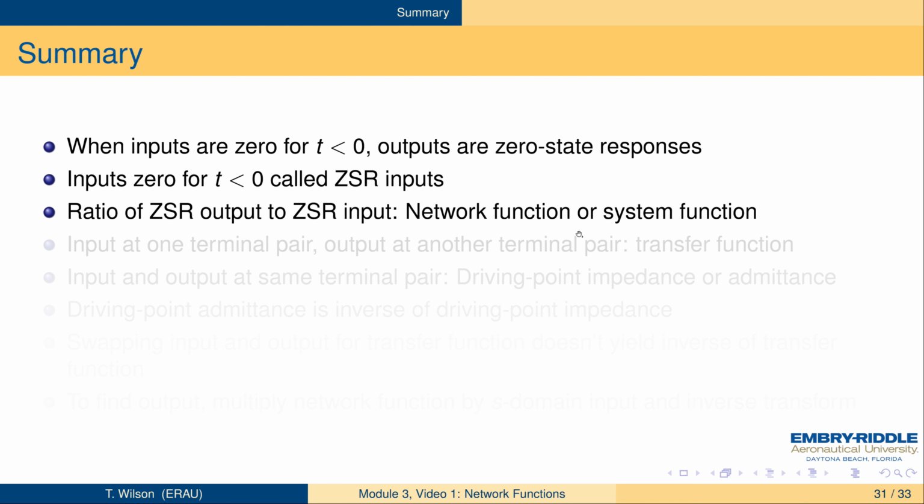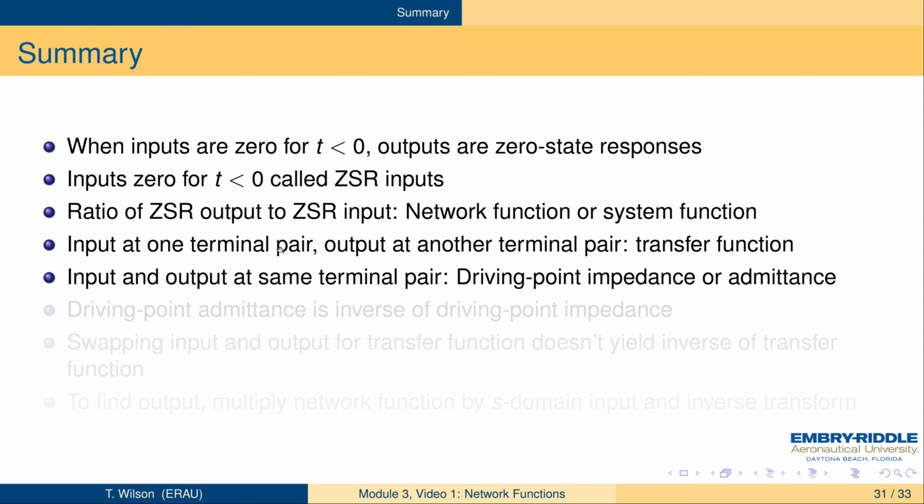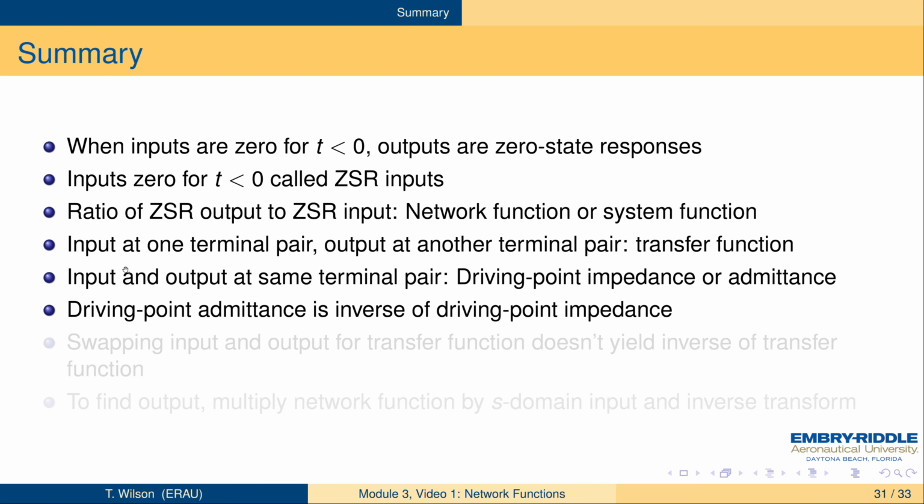Notice these were not ratios of time domain functions. These were always ratios of S domain functions. We drew circuits in time domain because that's the world we really live in, but the ratios are in the S domain. If we take the ratio of an output at one terminal pair to an input at another terminal pair, that's a transfer function. If the input and output are at the same terminal pair, we call that a driving point impedance or admittance, depending on whether we're talking about voltage over current for impedance or current over voltage for admittance.